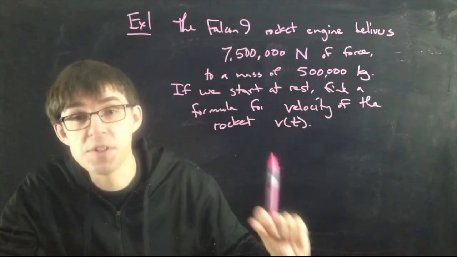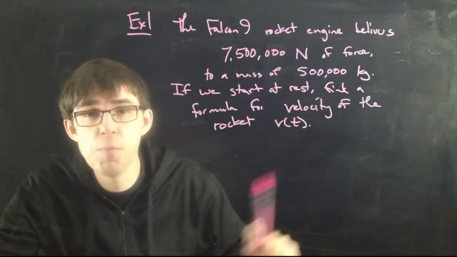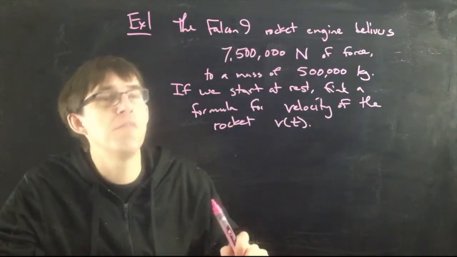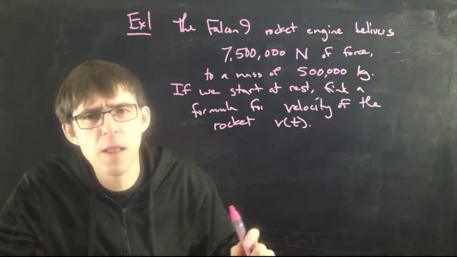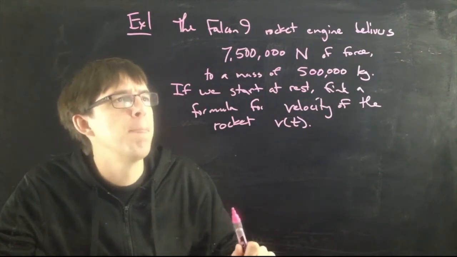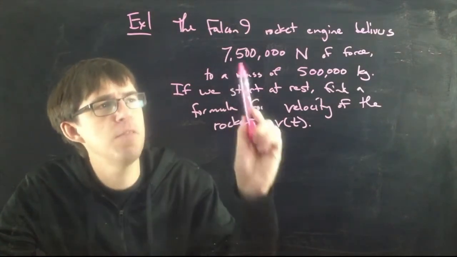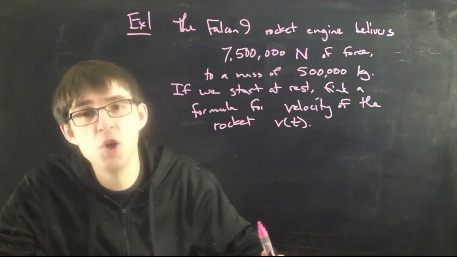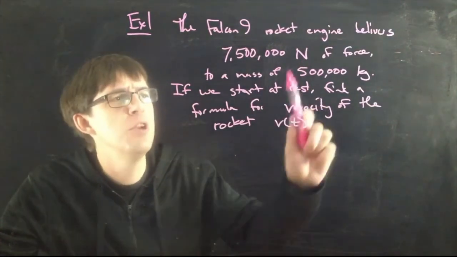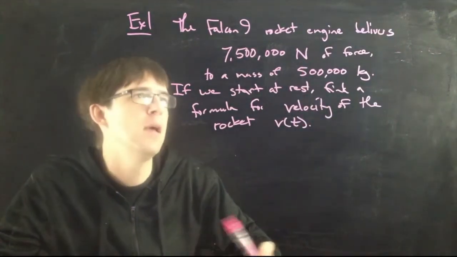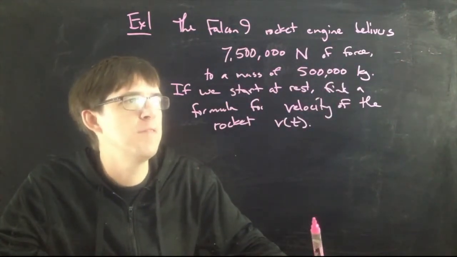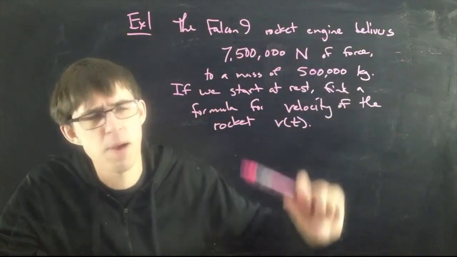All right, this is actually a very simple problem when you boil it down to the mathematics, but it's very realistic. I looked these numbers up this morning myself. The Falcon 9 rocket, this is the rocket that Elon Musk wants to send people to Mars on. The Falcon 9 rocket engine delivers 7,500,000 newtons of force. You don't have to know much about what all of this means. Newtons is a measurement of force. Let's say the rocket engine delivers this much force. That's just how powerful the engine is.